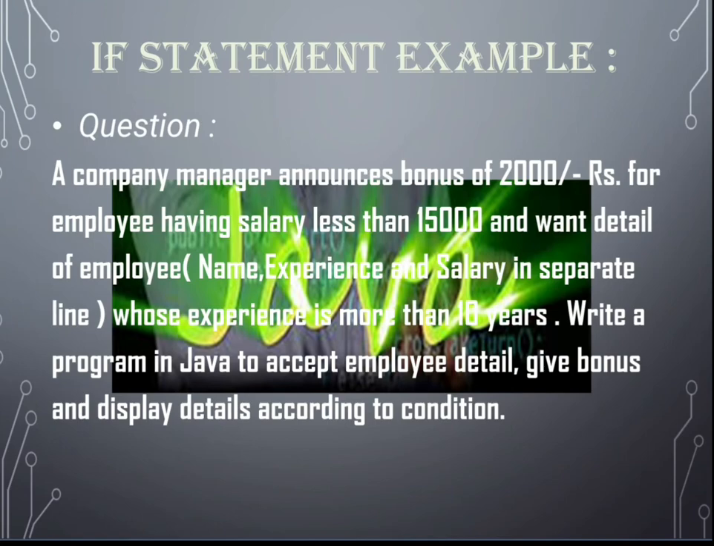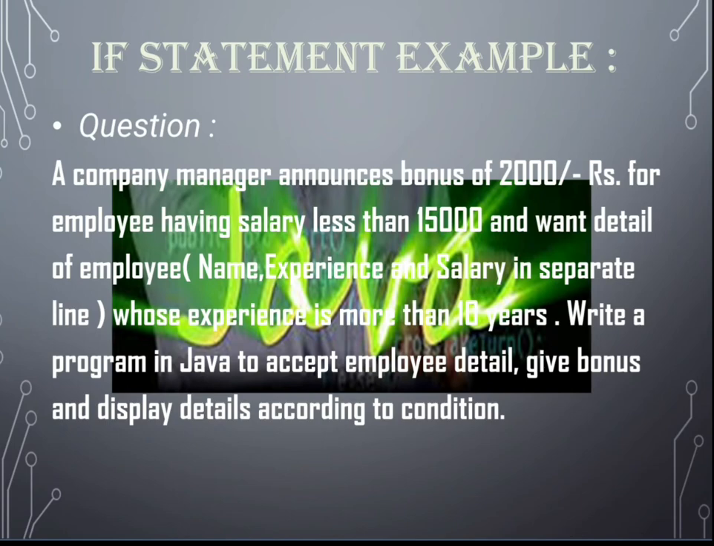All these things we have to do, but we have to keep all these things in our mind. First of all, what is necessary for creation of this program? The salary, name, experience. Three things matter: name of employee, experience of employee, and salary. We want three things. Means we have to accept these three values from the user.